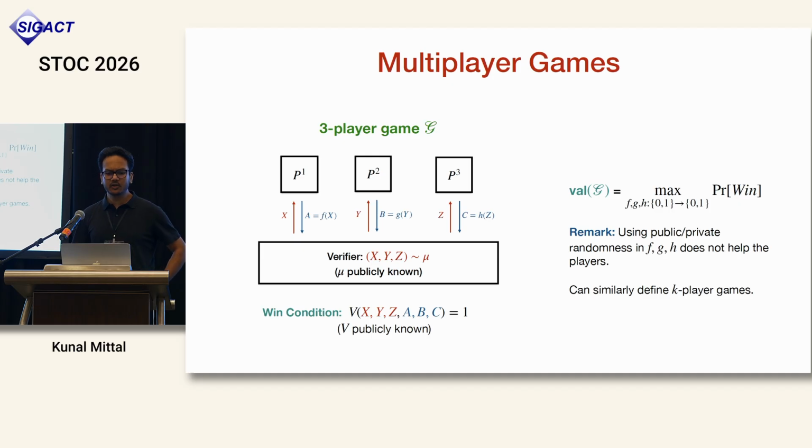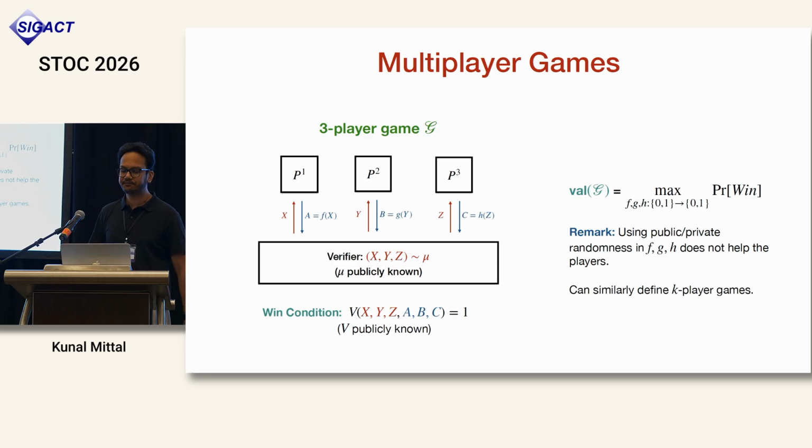Multiplayer games are very important. For example, 2-player games have shown up in PCPs and things like this. The PCP theorem is essentially equivalent to saying that it's hard to distinguish whether a two-player game has value 1 or 1 minus epsilon. And in many of these applications, this gap of 1 and 1 minus epsilon, you want to boost it to something like 1 and epsilon. And you want to do it while maintaining the one-round feature of this game. For example, the verifier just gives something to the players and just gets something back.